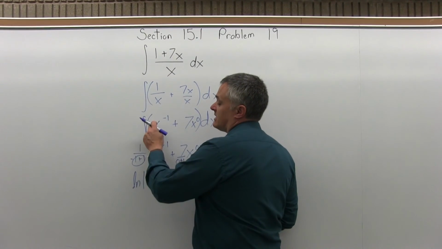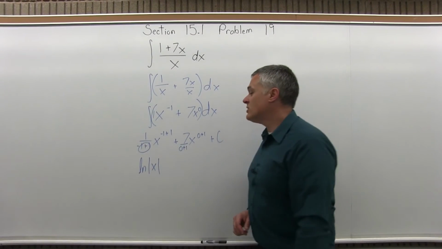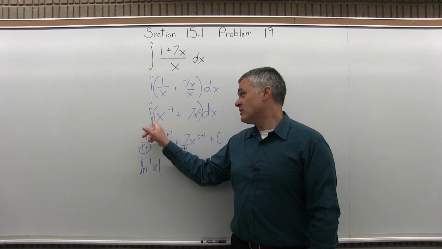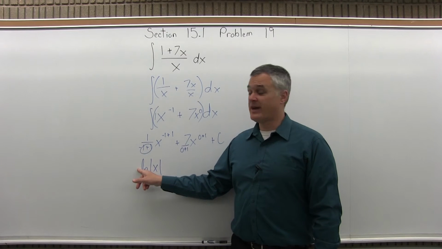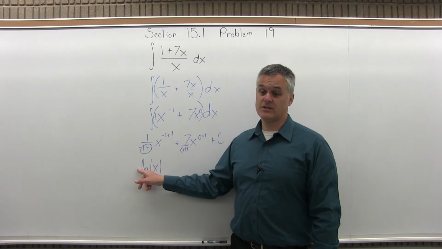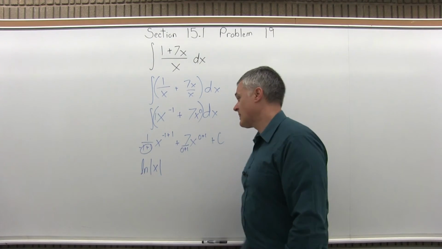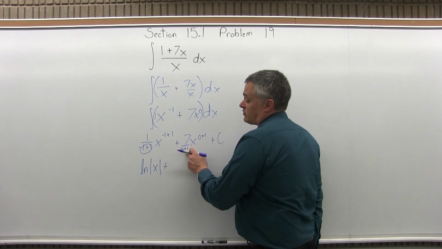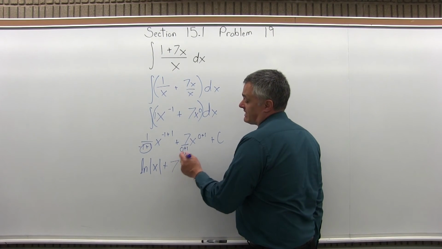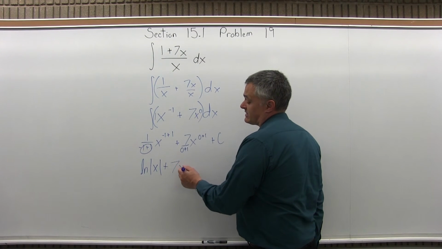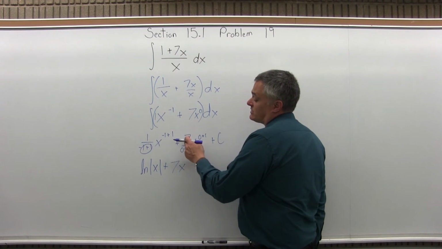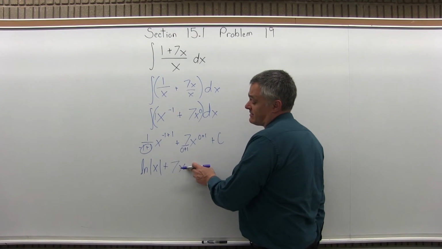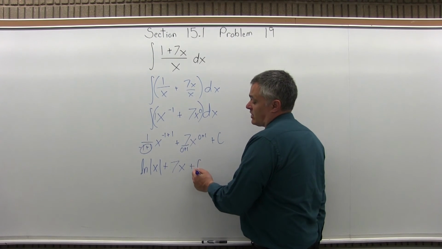Typically if there's a number in front, you keep it in front. There's no number in front, so you can just leave it. Technically, if you want to think of it this way, there was a 1 in front, we kept the 1 in front: 1 times the natural log of the absolute value of x. The 1 doesn't need to be written. Then the 7 over 0 plus 1 is just really 7, and x to the 0 plus 1 is x to the 1, or just x.